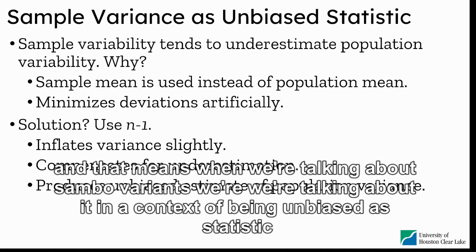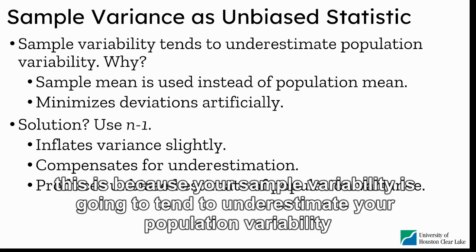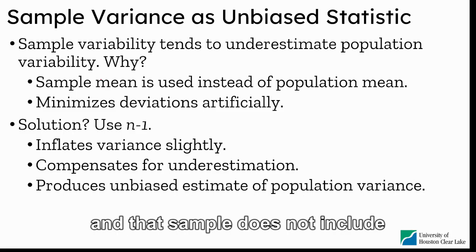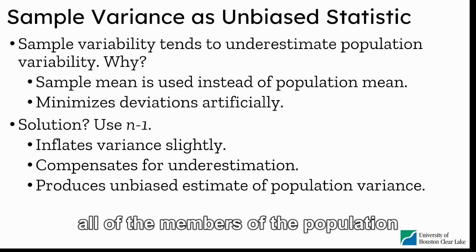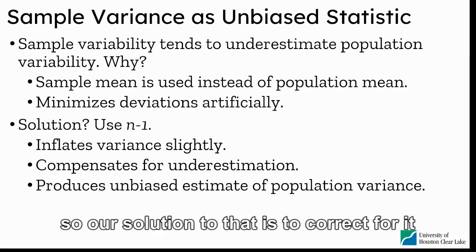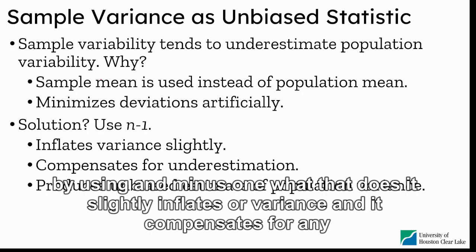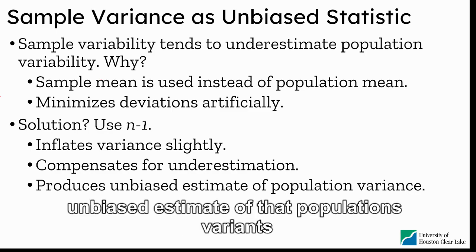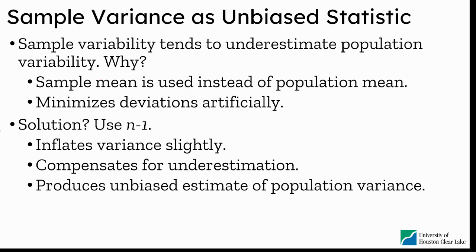And that means when we're talking about sample variance, we're talking about it in the context of being unbiased as a statistic. This is because your sample variability is going to tend to underestimate your population variability. Remember, we're dealing with a sample, and that sample does not include all of the members of the population. So what it's doing is artificially minimizing the deviations. Our solution is to correct for it by using n minus 1. What that does is slightly inflate our variance, and it compensates for any underestimation that might be included, thus producing an unbiased estimate of that population's variance.